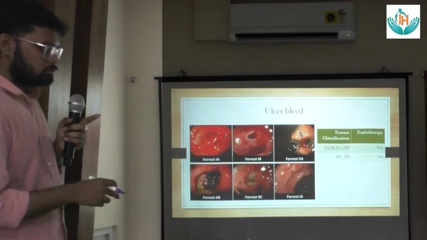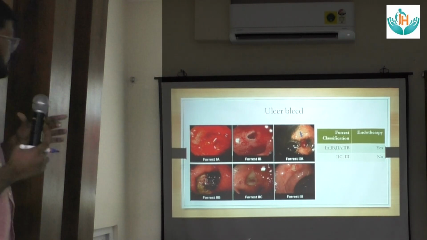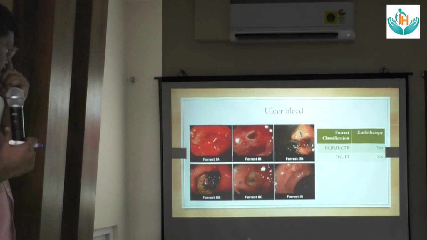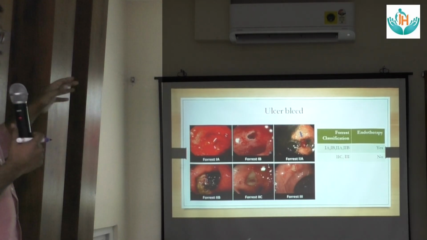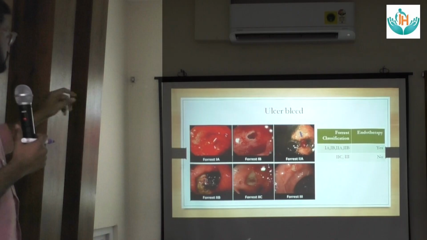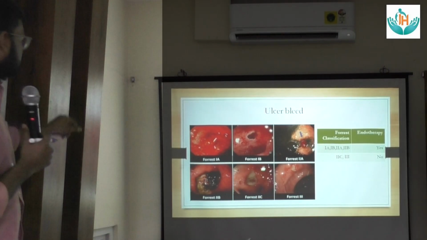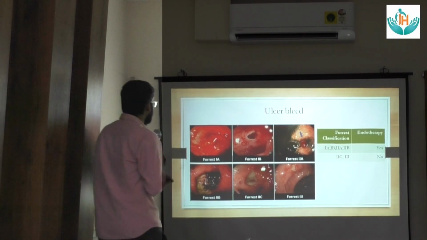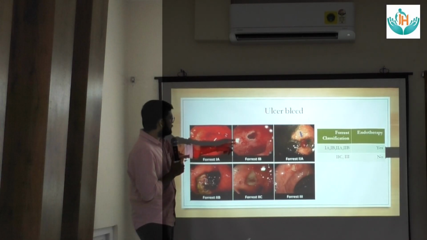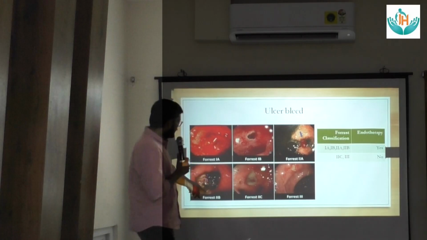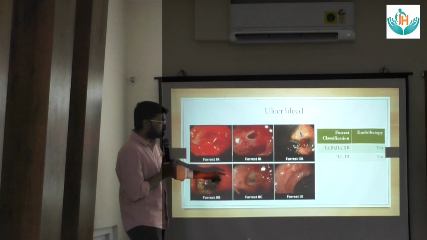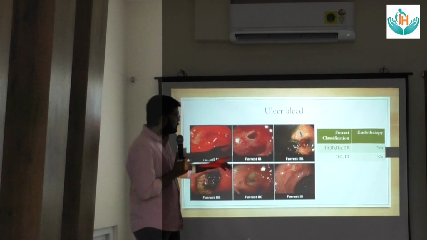Coming to our case, this is an ulcer bleed. As we can see, the Forrest classification. Depending upon the morphology of the ulcer in the endoscopy, we classify the ulcer as Forrest 1A, 1B, 2A, 2B, 2C or 3. Forrest 1A is active spurt. As we can see, this is the active spurt from the underlying vessel. 1B is active oozing, 2A is non-bleeding visible vessel, 2B is adherent clot, 2C is flat pigmented spot, and 3 is clean base ulcer.